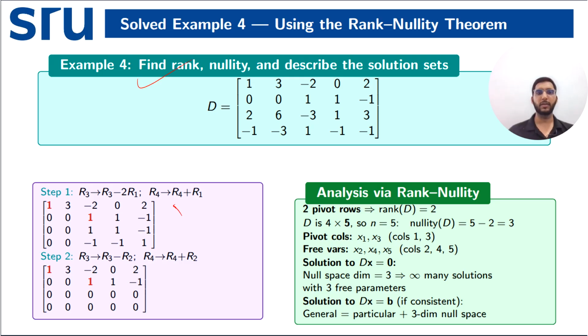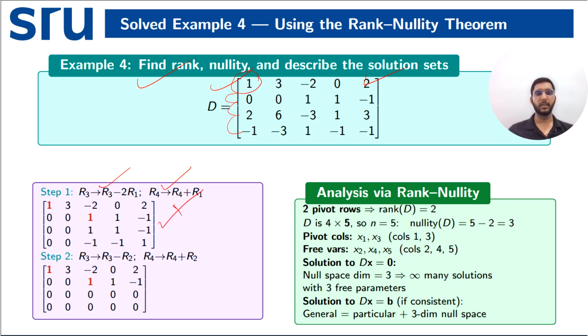In this example we are required to find the rank, the nullity, and describe the solution sets. In the first step I chose this value 1, which is the first pivot entry, the first non-zero entry in the first row. With the help of this one I made 0 here, which is already 0, here also 0, and here also 0. For that I applied the operations row 3 changes to row 3 minus 2 times R1, and row 4 changes to row 4 plus row 1. So I got this kind of matrix.